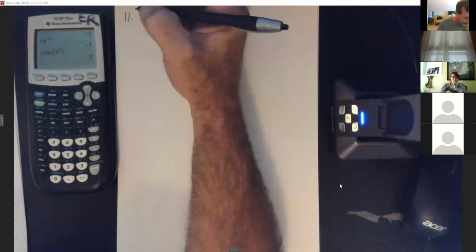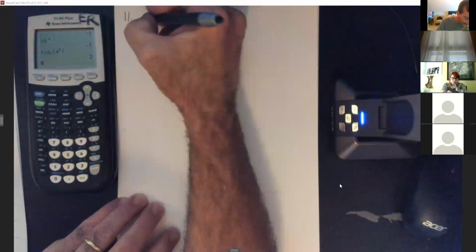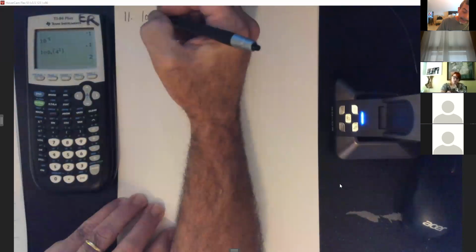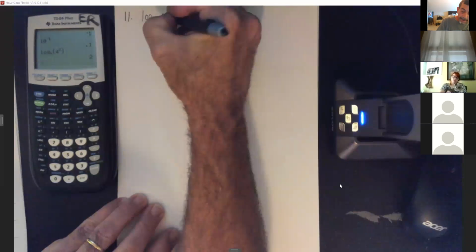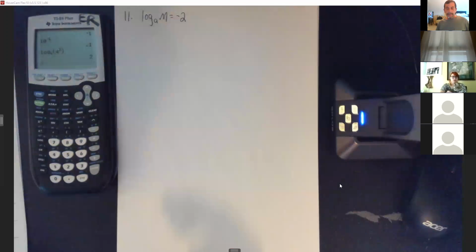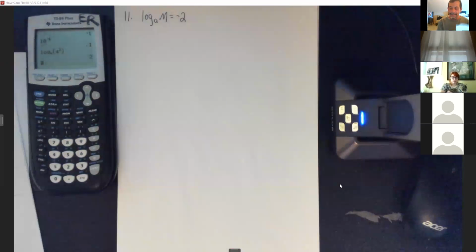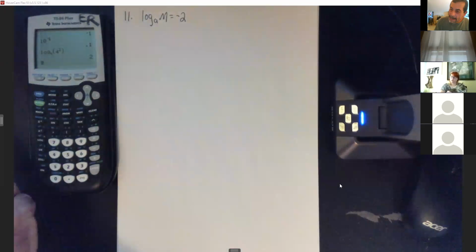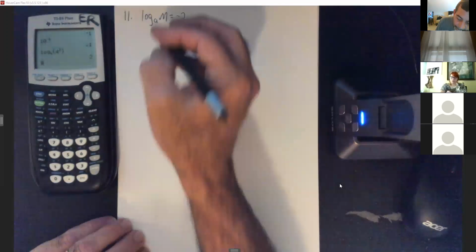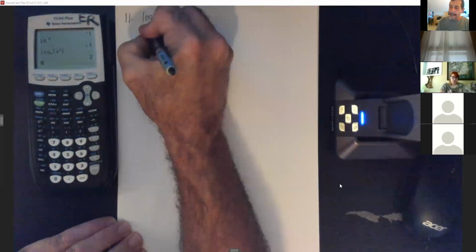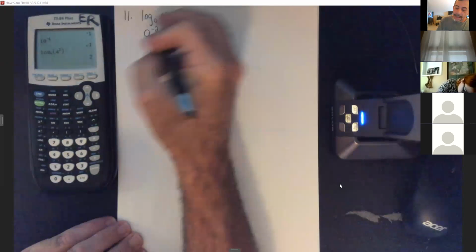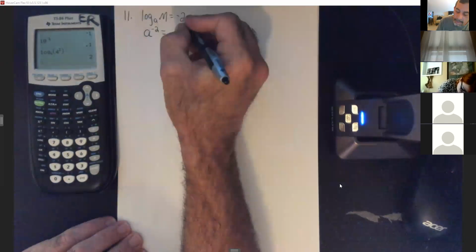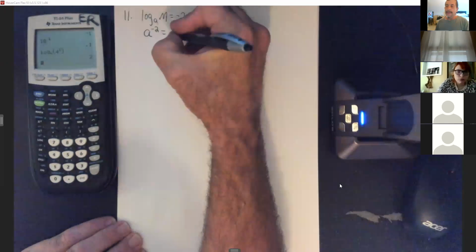All right, let's see what this is. A log base a of m equals -2. So now they're just using the letters to try to mess with us. So we're going to write our base, which is the a. Exponent is that -2. And a to the -2 has to equal that m.